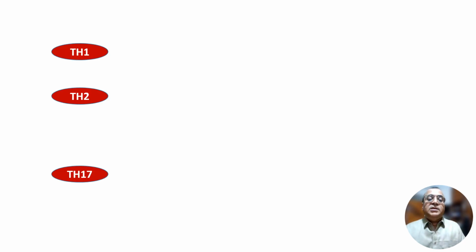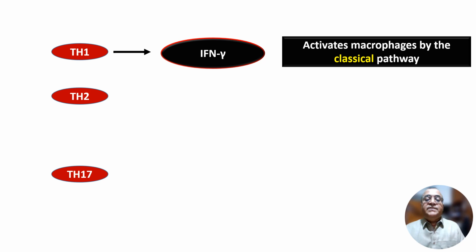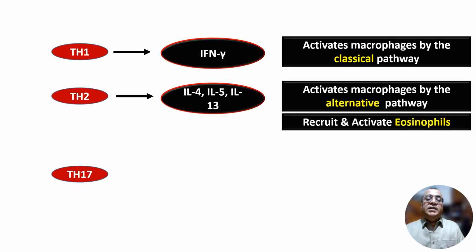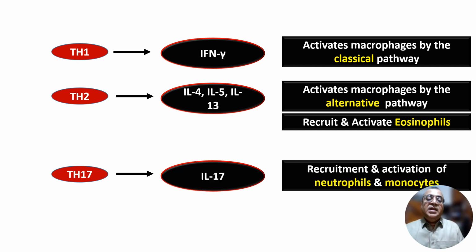The three sets of these T helper cells are Th1, Th2, and Th17. Th1 secretes interferon gamma, and this activates macrophages by the classical pathway, while the Th2 response is associated with the secretion of interleukin 4, 5, and 13, and they are responsible for macrophage activation by the alternate pathway. However, it is also associated with eosinophil recruitment and activation.